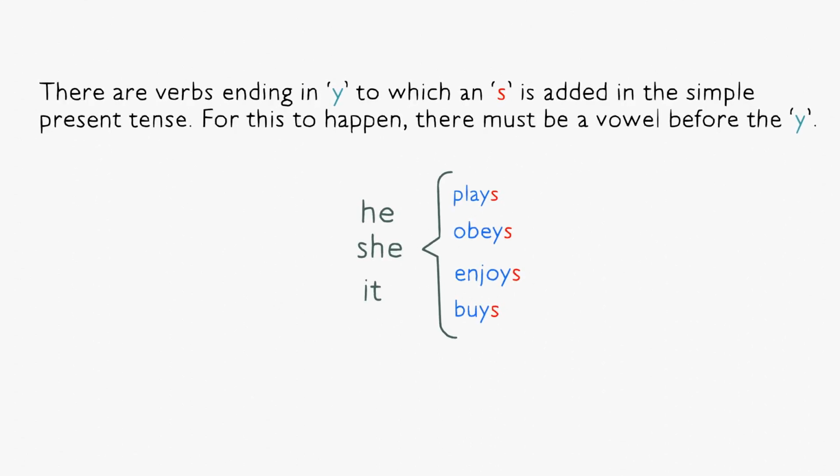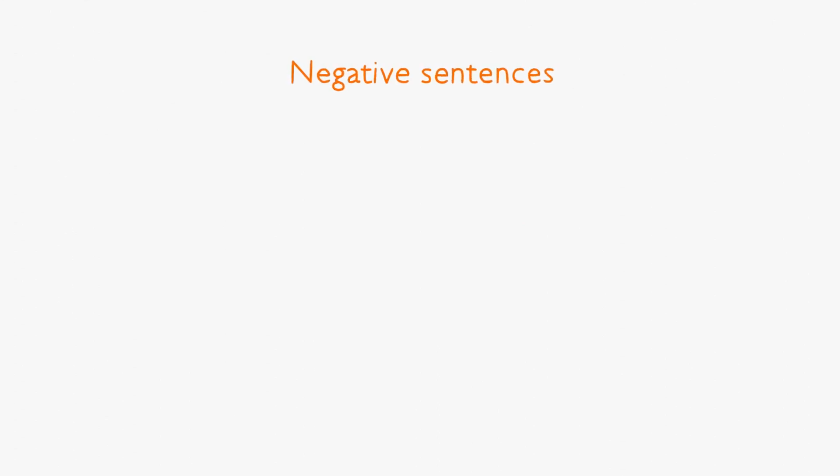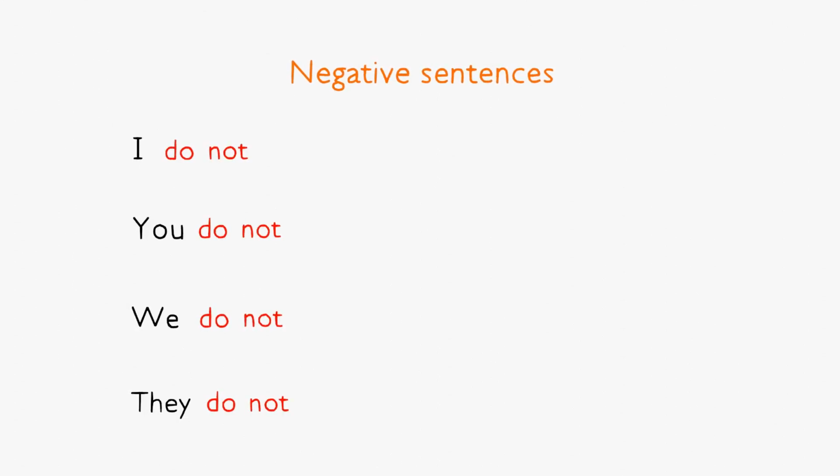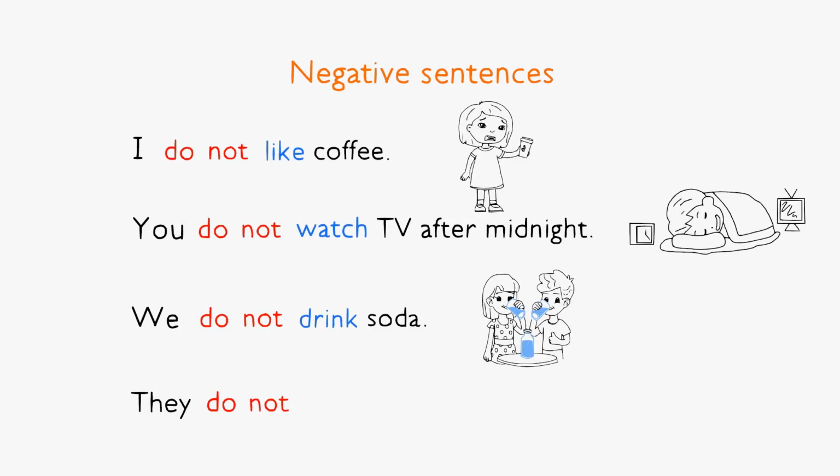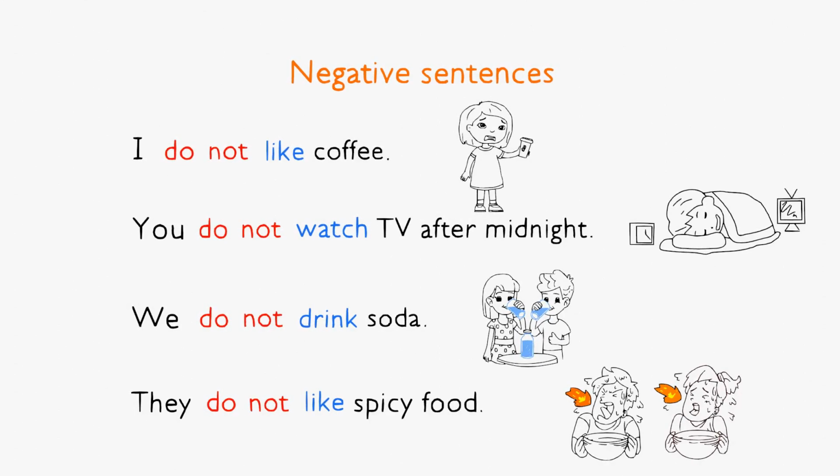Now, let's see how negative sentences look in the present simple. In negative sentences with the pronouns I, you, we, and they in the simple present tense, we use the auxiliary verb do in its negative form, do not. For example, I do not like coffee. You do not watch TV after midnight. We do not drink soda. They do not like spicy food.